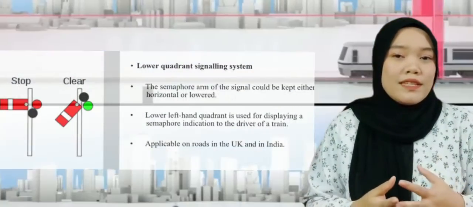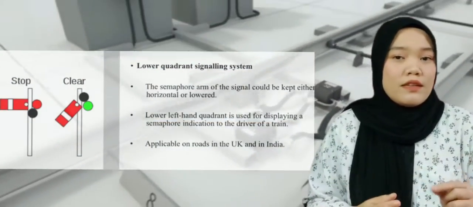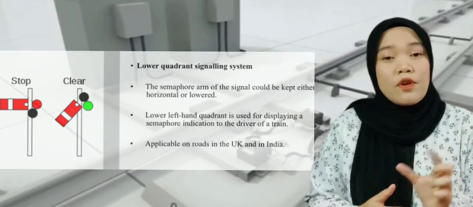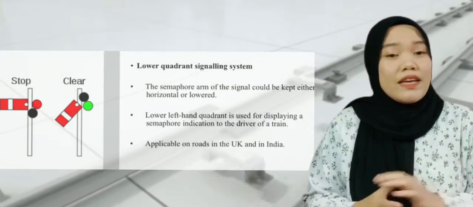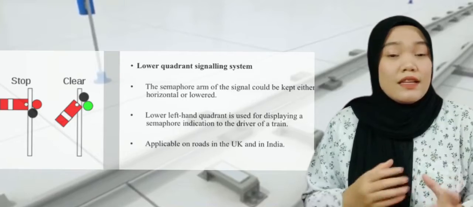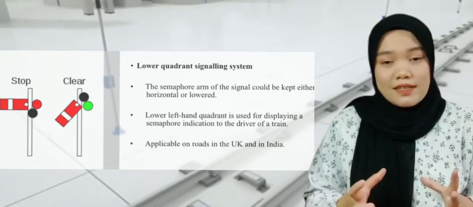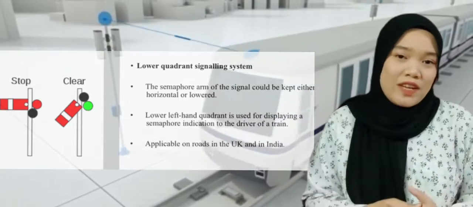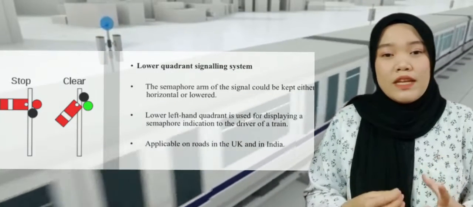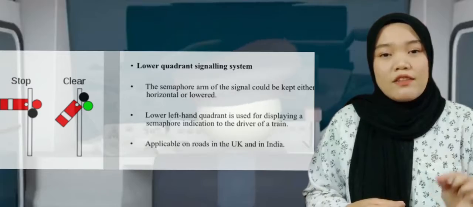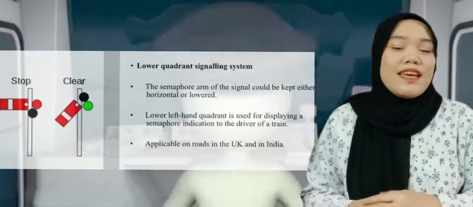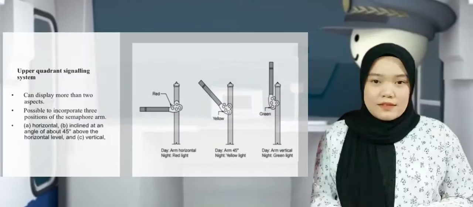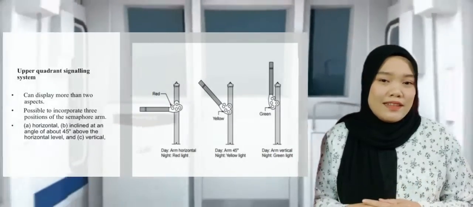For the lower quadrant signaling system, this system of signaling was designed so that the semaphore arm of the signal could be kept either horizontal or lower. The lower left-hand quadrant of a circle is used for displaying a semaphore indication to the driver of a train. This concept was possibly developed based on the left-hand driving rules applicable on roads in the UK and also in India. Next is the upper quadrant signaling system.